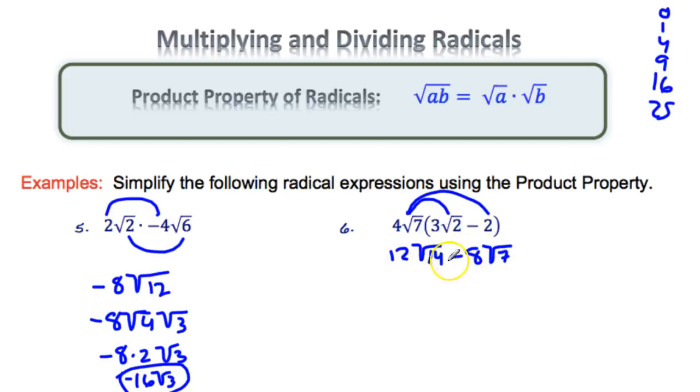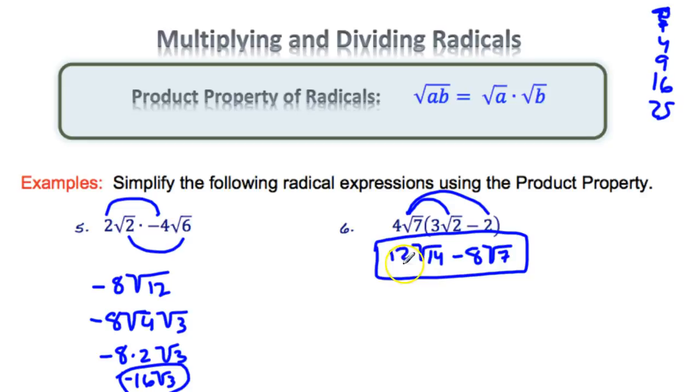So now you check. Can we simplify these? 14. Alright, that's between 9 and 16. Can you divide 9? Nope, nope. And the 0 and the 1, those don't really matter. So this can't be simplified. 7, that's a prime number. So this one, you can't simplify, and that's the answer right there.